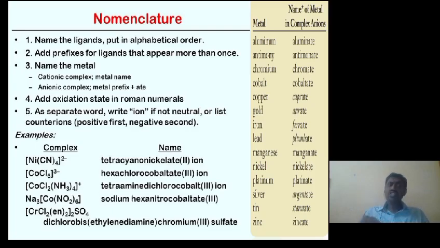You add the oxidation state in Roman numeral. For example, the first example, tetracyanonickelate(II) ion. Why do you add ate? The anionic sphere. That indicates the metal is present within the anionic sphere, so that's why you added ate. The second one is also an anionic sphere, the hexachlorocobaltate(III) ion. The third one is a cationic sphere, so that means dichlorocobalt(III) ion.